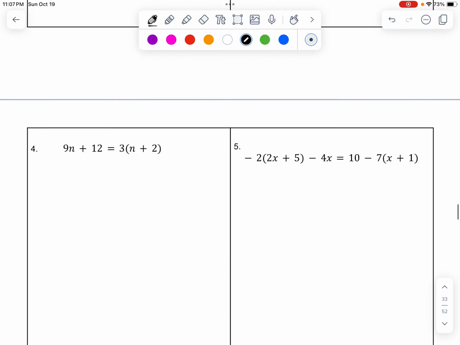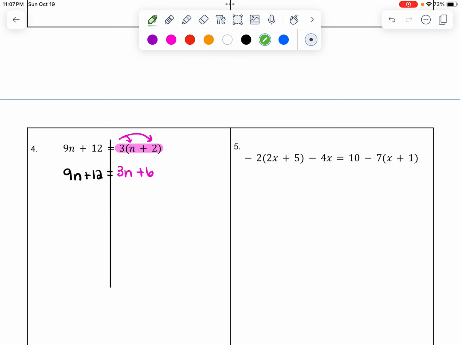Let's try a couple more. So for problem number 4, I'm going to start by drawing a vertical line through my equal sign. I'm going to ask myself, do I need to distribute? And the answer is yes. I see that there's a parentheses here, so I'm going to distribute. 3 times n is 3n, and 3 times 2 is 6. Then I'm going to copy down my 9n and my plus 12.